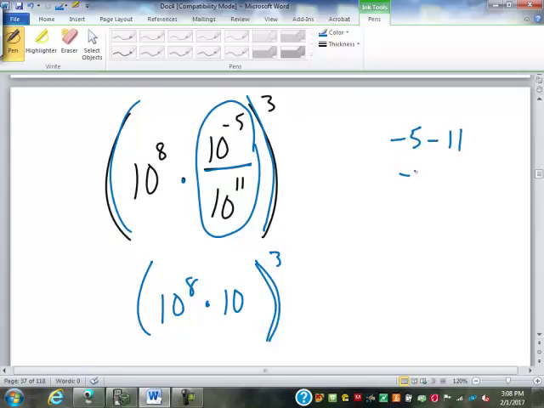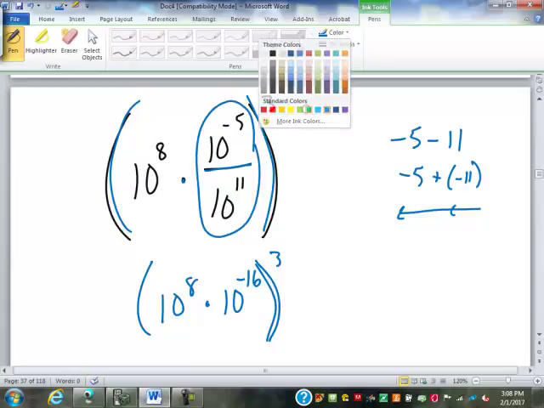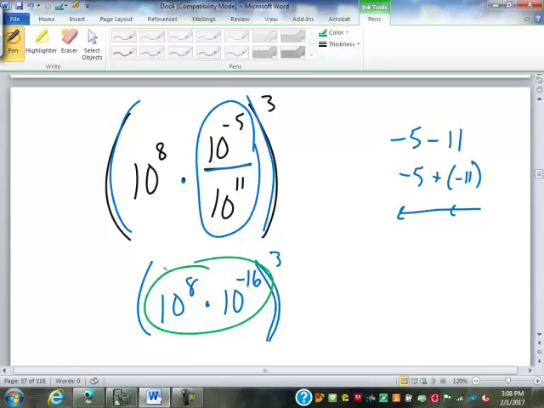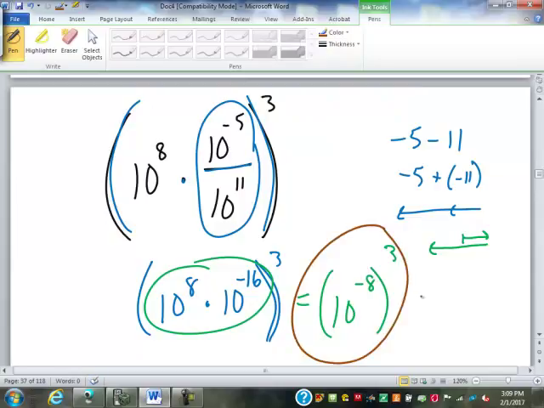Negative 5 minus 11 is negative 5 plus a negative 11, negative 16. Now we have 10 to the 8th times 10 to this negative 16, which is what? Perfect. 10 to the negative 8. Positive 8 plus a negative 16 is a negative 8. And now, 10 to the negative 8 to the third power. Negative 8 times 3 is negative 24. So 10 to the negative 24.